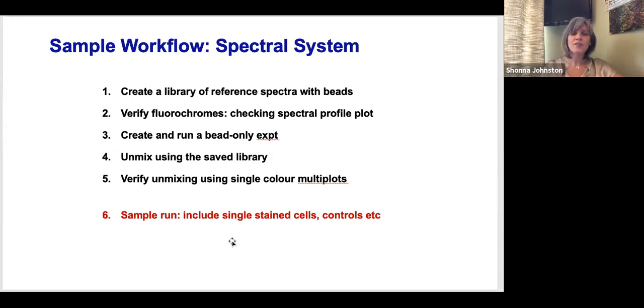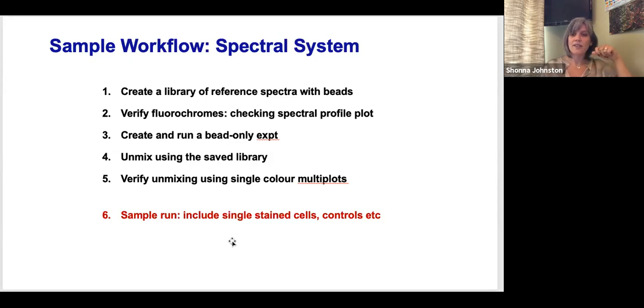So these types of things are really important. What we're doing is running the reference spectra, checking them against the known spectral profiles for those particular fluorochromes. And then we can create a bead experiment only and unmix it using the library. That gives us a little bit of confidence in the actual algorithm itself and how well it's working. It gives us confidence in the library. And then we can use single colour multiplots to separate it out to see how it's looking. So that's quite nice. Then only after that can we run the samples.